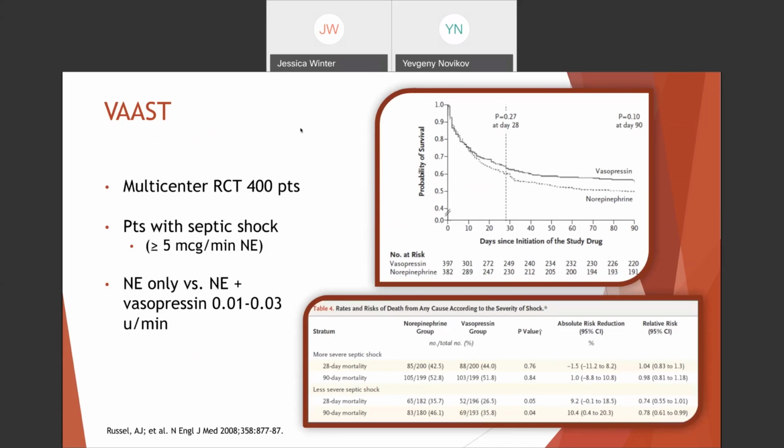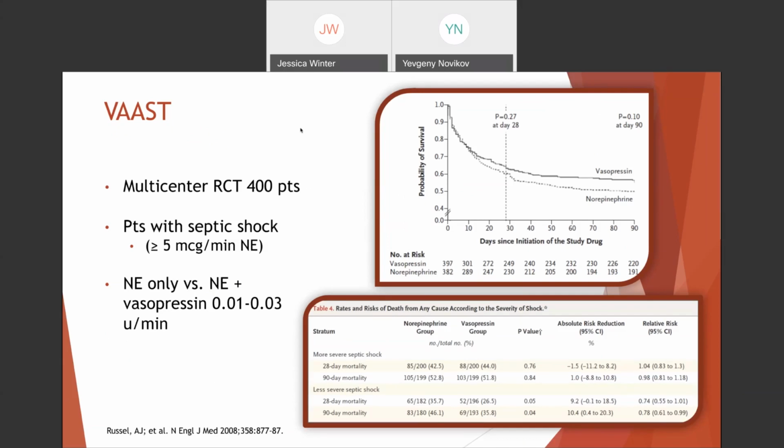So the VASST trial actually didn't have any effect in its primary outcome. It included about 400 patients. It was randomized controlled, and all patients had septic shock that was defined as requiring greater than or equal to 5 micrograms per minute of norepinephrine, so not too bad. But the primary outcome was 28-day mortality, and that top chart on the right actually shows you the Kaplan-Meier curve. And at 28-day mortality, there was no benefit to the addition of vasopressin versus norepinephrine alone.